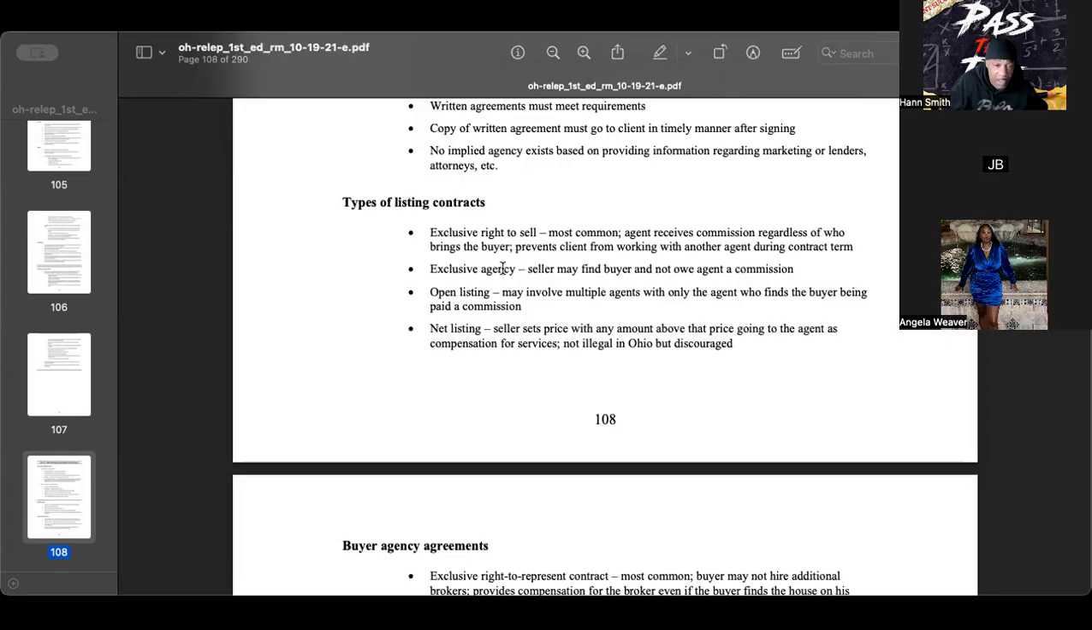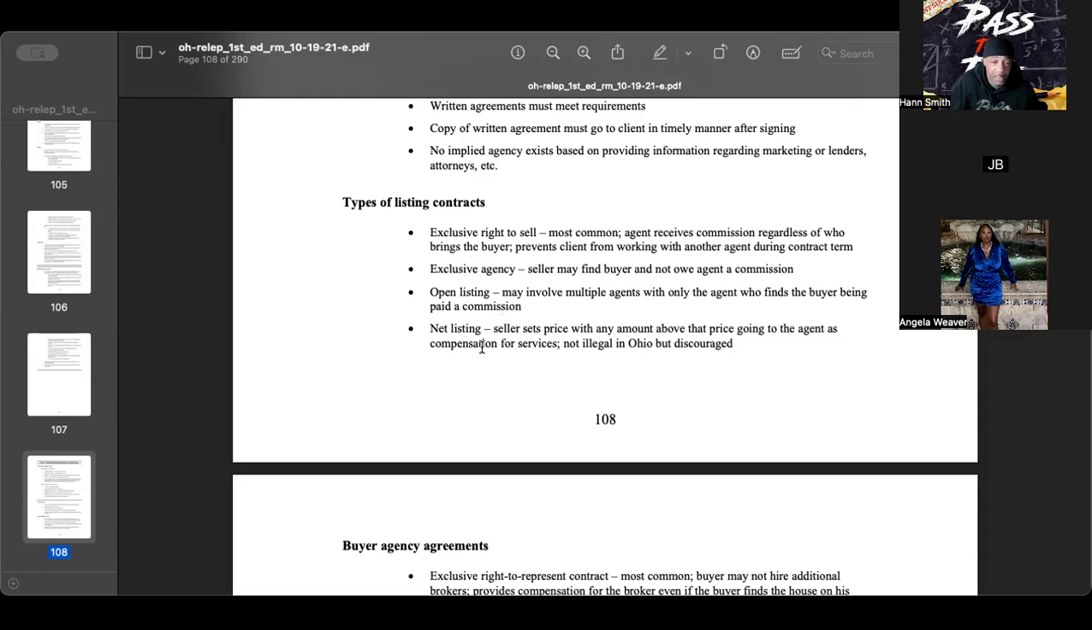Exclusive agency. I'm looking for that word agency because I know when I see that, and this is real simple, the seller may find the buyer and not owe a commission. That's the only person that can sell a house in this type of agency where I don't get my commission. Okay. Open listing may involve multiple agents with only the agent who finds the buyer being paid a commission.